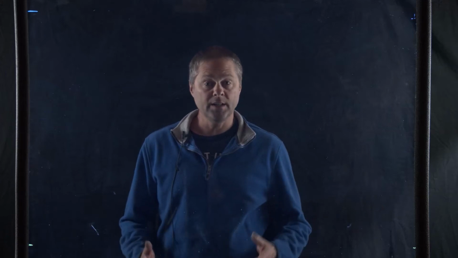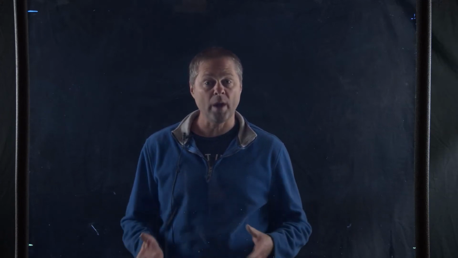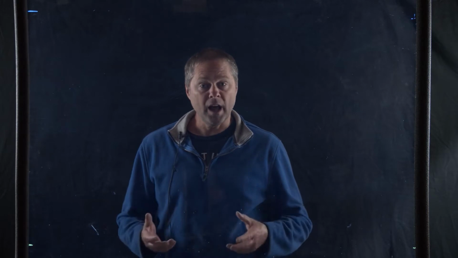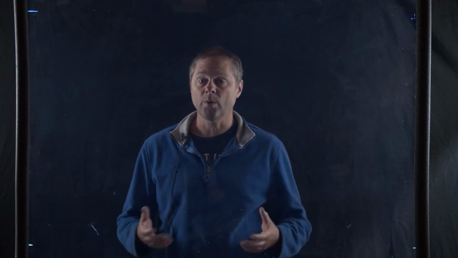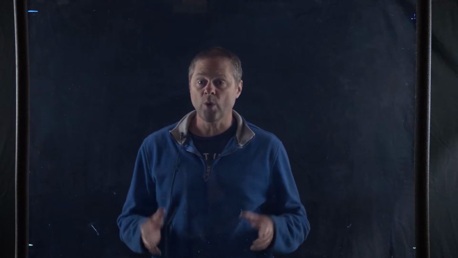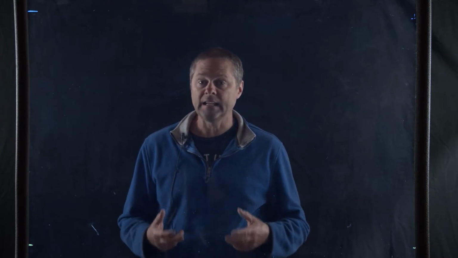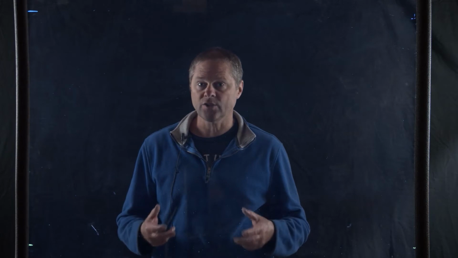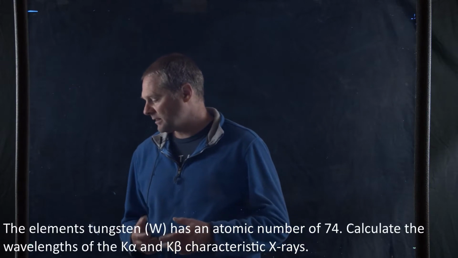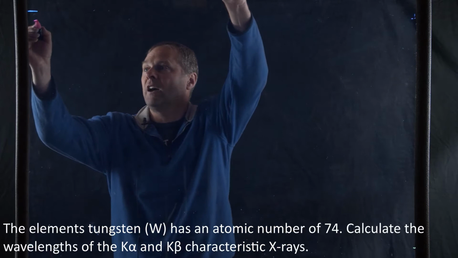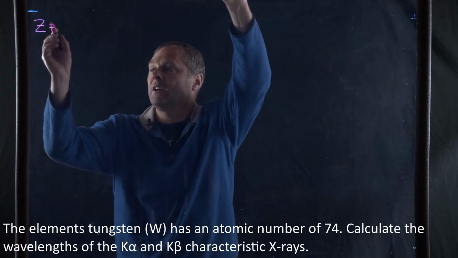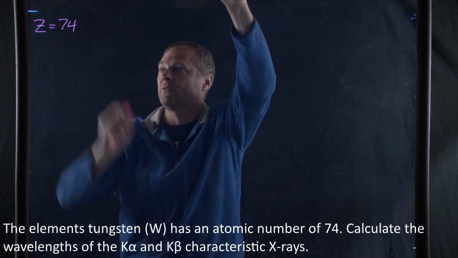In this problem, what we're dealing with is determining the wavelength of lines of the X-ray portion of the spectrum. What we want to do is determine the wavelength of a couple of lines in the X-ray spectrum from tungsten. The problem reads as such. The element tungsten has an atomic number of 74. So Z is equal to 74.